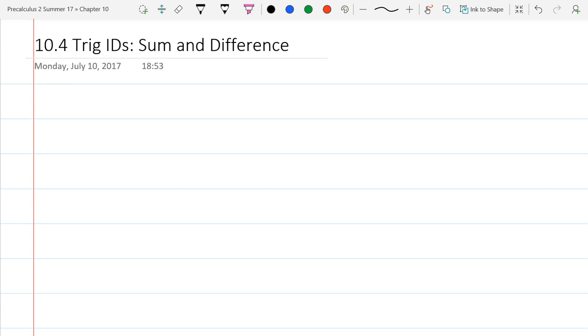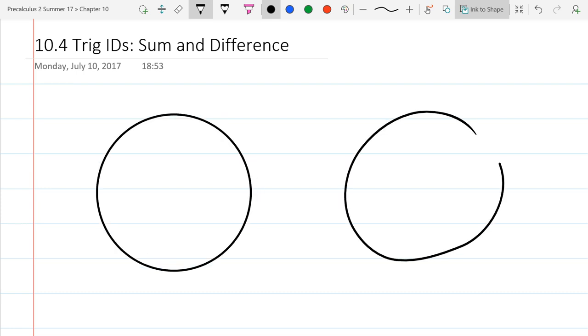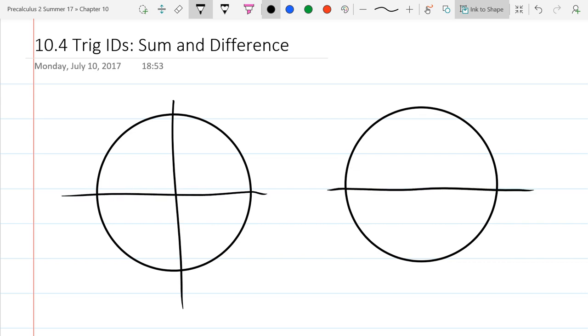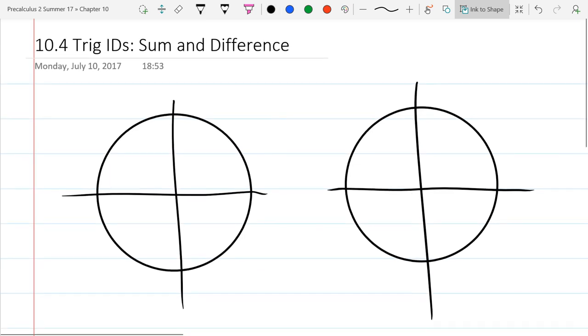So what we're going to do is start with two unit circles. There we go. And line up our axes. They're supposed to be exactly the same size, and they're pretty close. So on the first unit circle, now I'm going to put these points down in quadrant one.